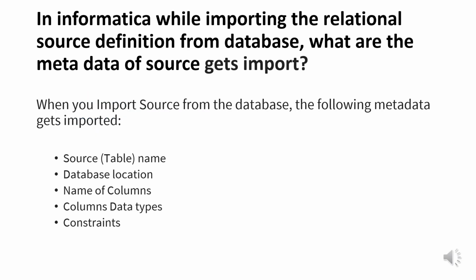The next question is, in Informatica, while importing the relational source definition from database, what metadata gets imported? When you import the source from database, the following metadata gets imported. One is the source name, second is the database location, third is the names of the columns, fourth is the column data types, and fifth is constraints. If any primary key or any constraints are there, like null constraints, it imports those also.